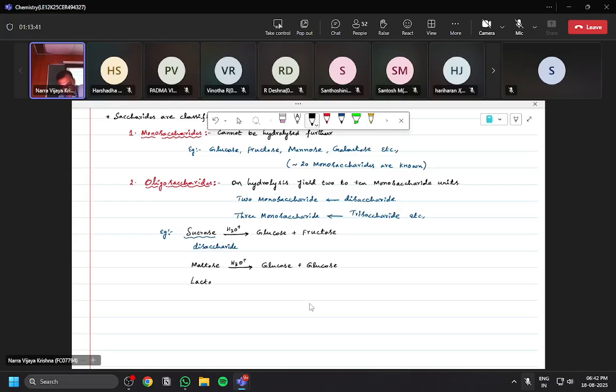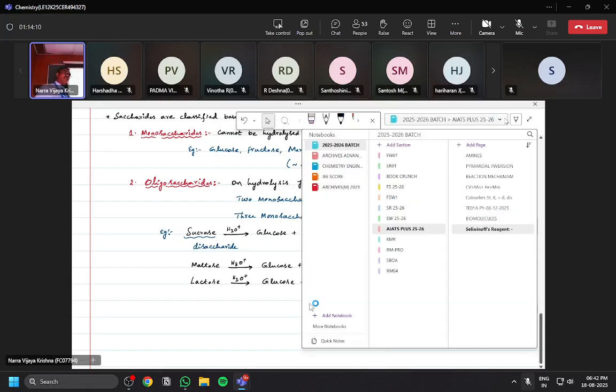Lactose on hydrolysis gives glucose plus galactose. That's why lactose is also a disaccharide. Whether you know what glucose, mannose, maltose are, I started directly because we discussed all these sugars in stereochemistry itself.